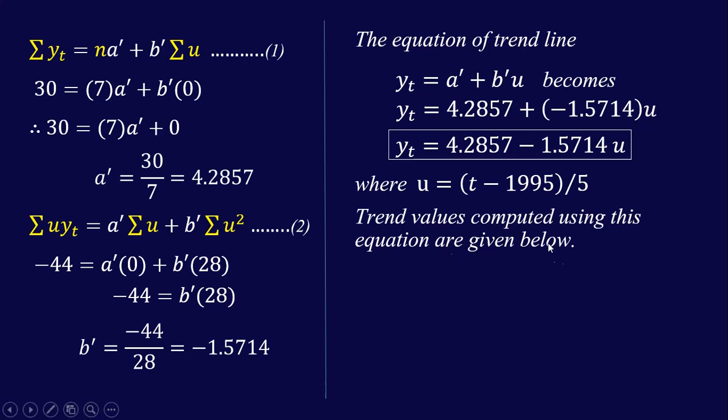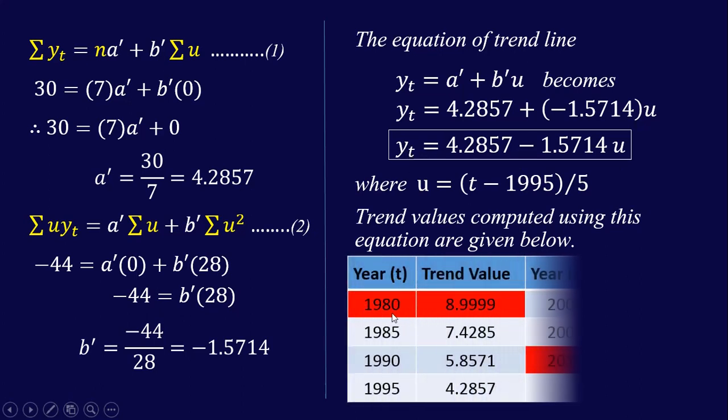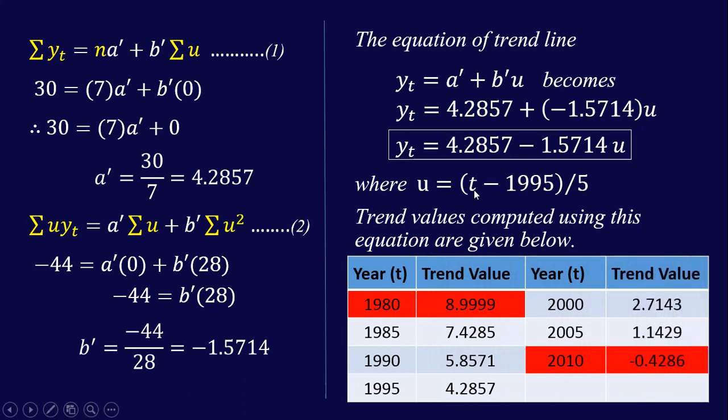To compute the trend value, we only have to substitute the value of t, calculate u, and substitute that u in this equation of the trend line here, and we get the trend value of the corresponding year. So for the year t 1980, here we substitute 1980. 1980 minus 1995, we get minus 15 upon 5, minus 3. So u is equal to minus 3, and we substitute here u is equal to minus 3, and we get the value of yt is equal to 8.9999.